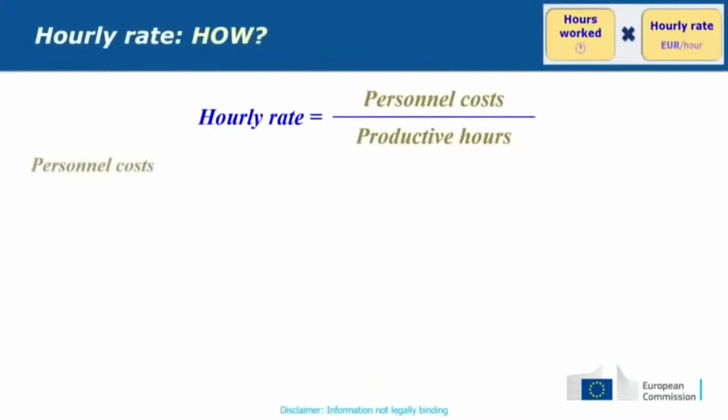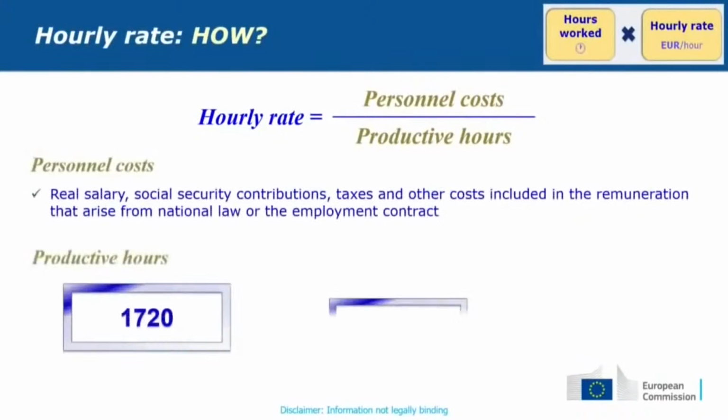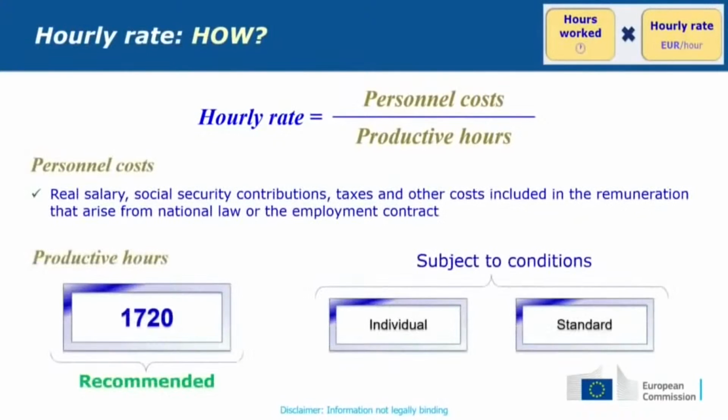So the other side of the formula is the hourly rate. Now that we know how many hours the person has worked in the action, we need to determine the hourly rate. And it is the grant agreement that tells us, well, you will calculate the hourly rate by simply dividing the personal cost of the person by the number of productive hours. What you can put in the personal cost you're looking at on the slide is the real salary of the person, the social security contribution, taxes, and other costs that are included in the remuneration of the person that arise from national law or the employment contract.